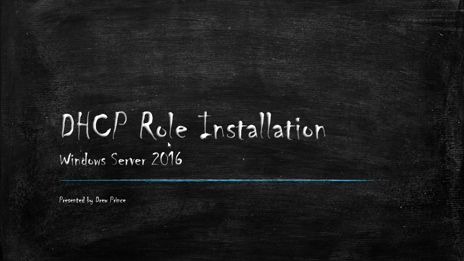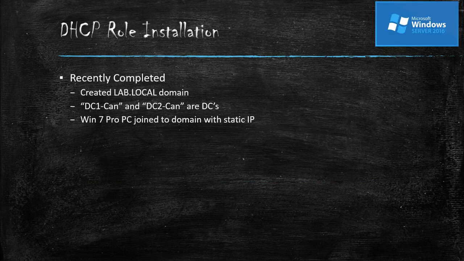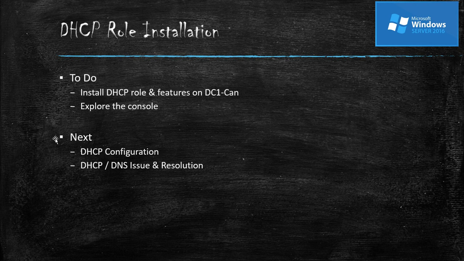Here we will install the DHCP role and go over some of the console. So far we've created a domain with 2 DCs and 1 Windows 7 PC. That Windows 7 PC currently anyways has DHCP enabled and is waiting for an IP address. So again, just to review, we'll install the role and review the features, the basic stuff.